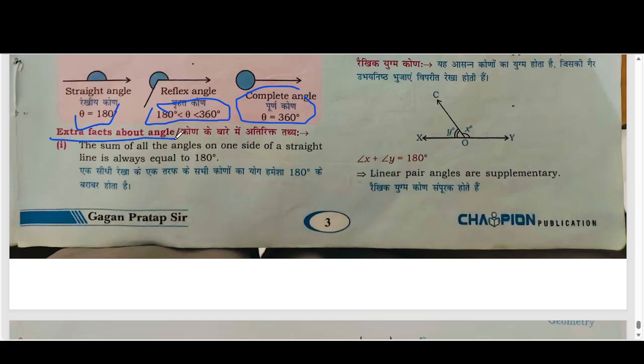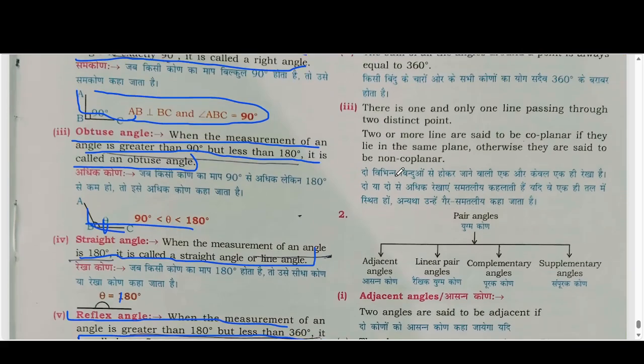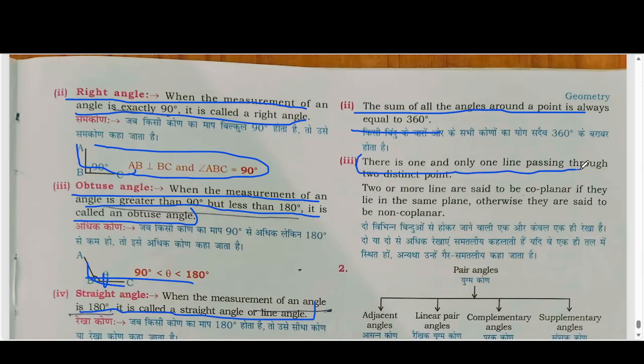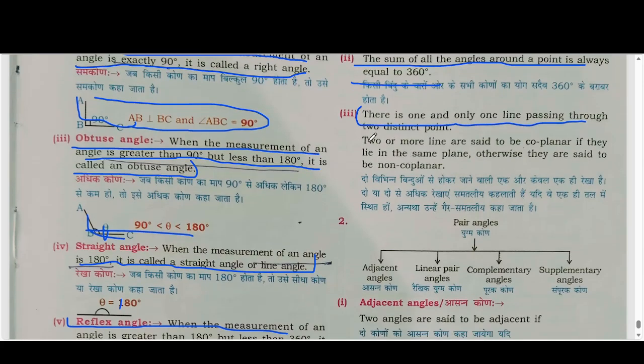Extra facts about angles: the sum of all angles on one side of a straight line is always equal to 180 degrees. The sum of all angles around a point is always equal to 360. There is one and only one line passing through two distinct points. Two or more points are said to be collinear if they lie on the same line, otherwise they are said to be non-collinear.